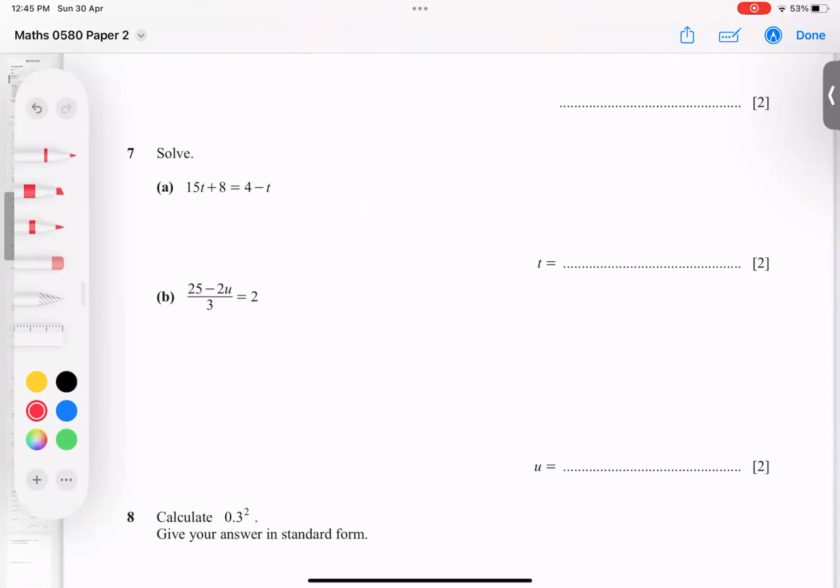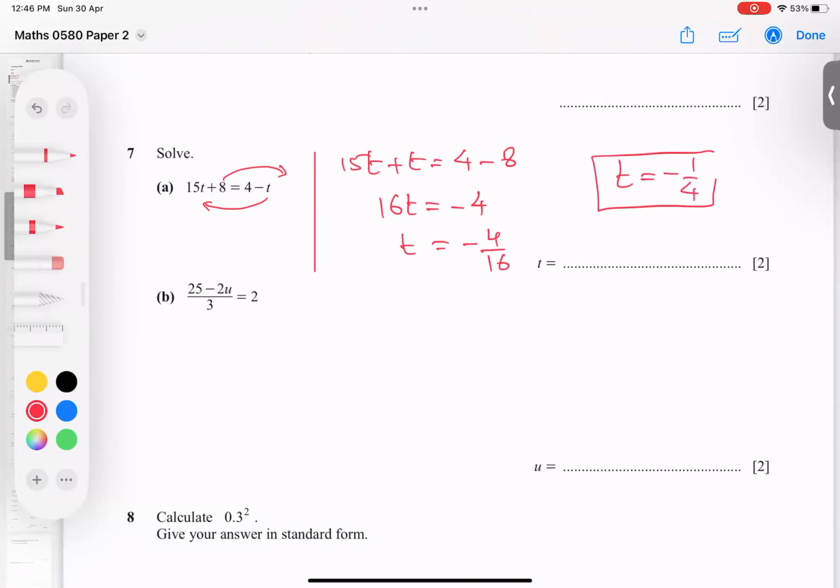So in the next part, we have this one given. He's asking us to find the t value. So let's see how we can find it. This t will come this way and 8 will go on the other side. So 15t plus t is equal to 4 minus 8. I get 16t and I got negative 4. Naturally, I will divide, 16 will go there, and t becomes negative 1 over 4. I hope you got it.